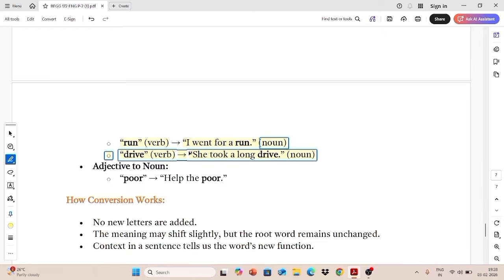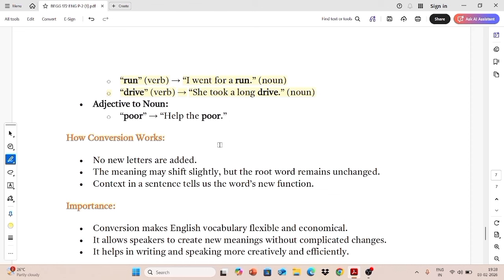Drive is a verb. She took a long drive. Drive has become a noun. One more example can be adjective to noun. What are adjectives? Adjectives are the words that describe. So in "help the poor," an adjective called poor has become a noun.